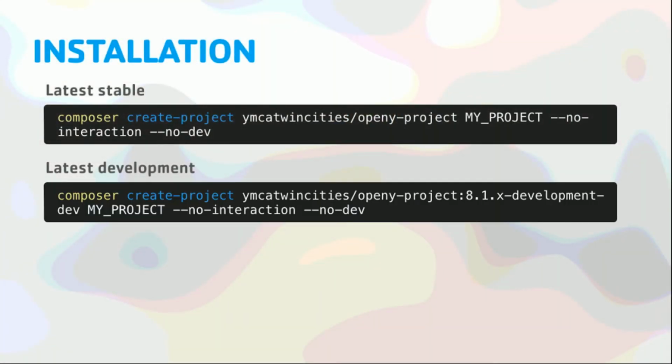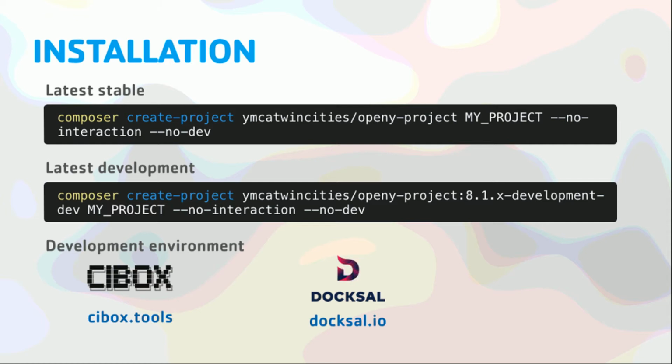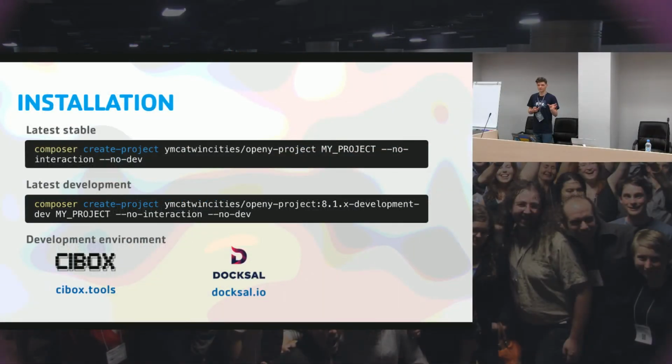In case you would like to get the latest development version, just add the branch name to the Composer command. Out of the box, we support a few development environments. You can install CBox, an open source product based on Vagrant, or use Docksal, a container, Docker-based open source tool. For that, you should just remove the no-dev flag from the Composer command itself.